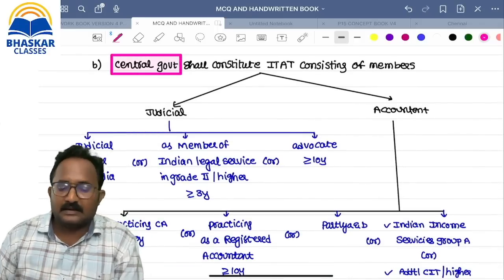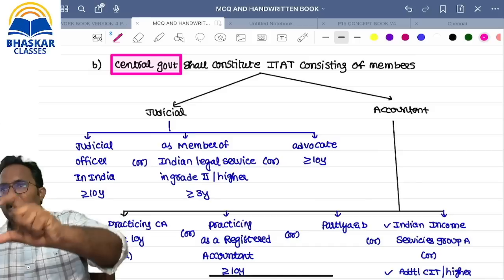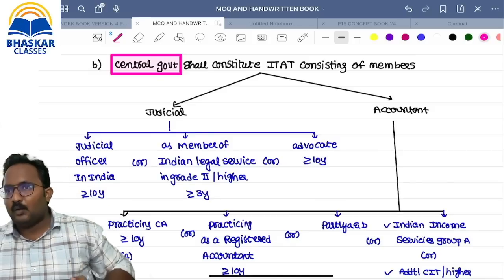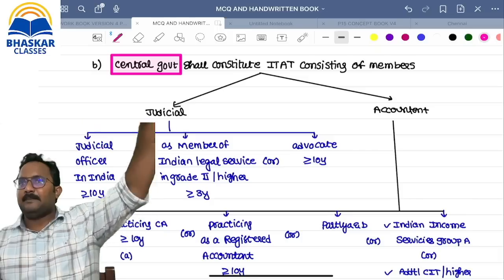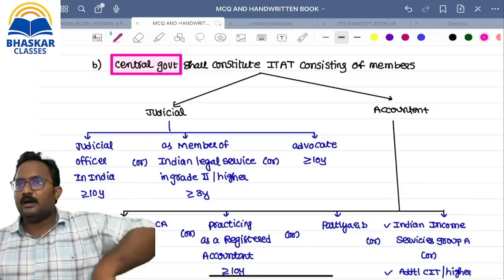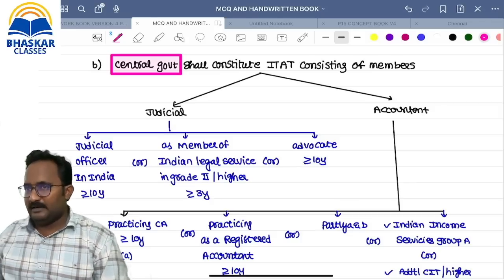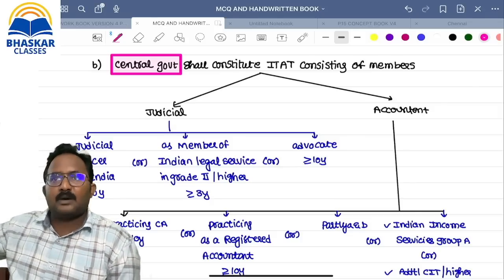ITAT means nothing but the Income Tax Appellate Tribunal. That means a court in front of an income tax law. It will deal only with income tax issues, like the National Company Law Tribunal in company law. It is like a court, dealing only with income tax issues.